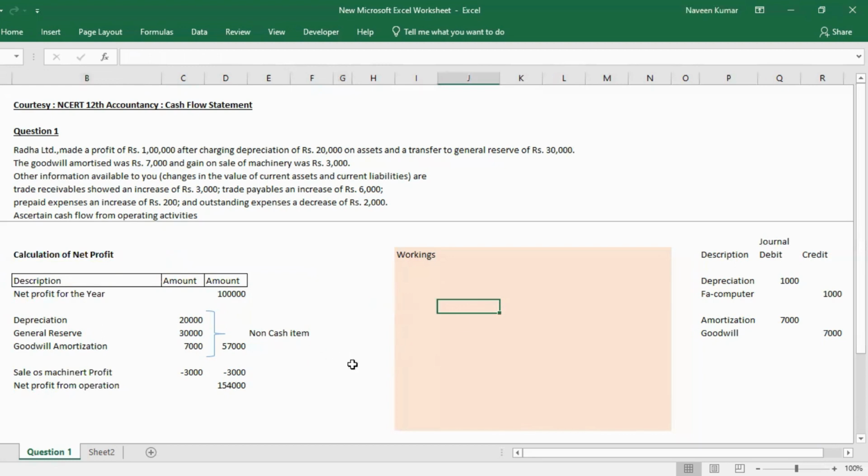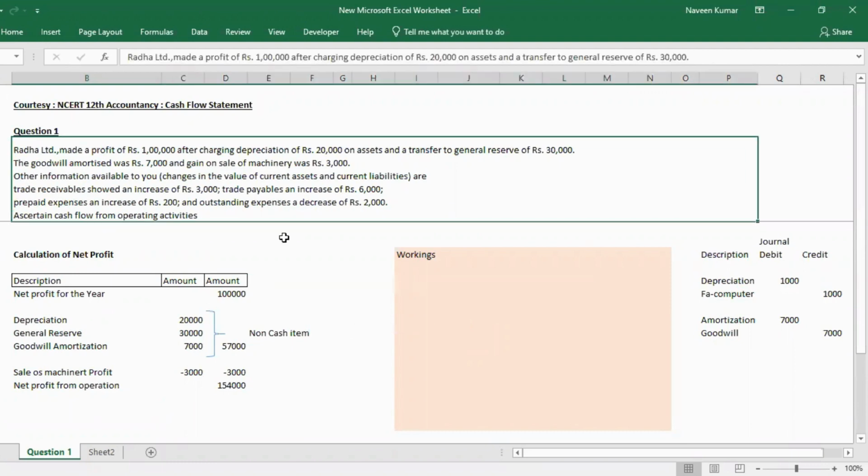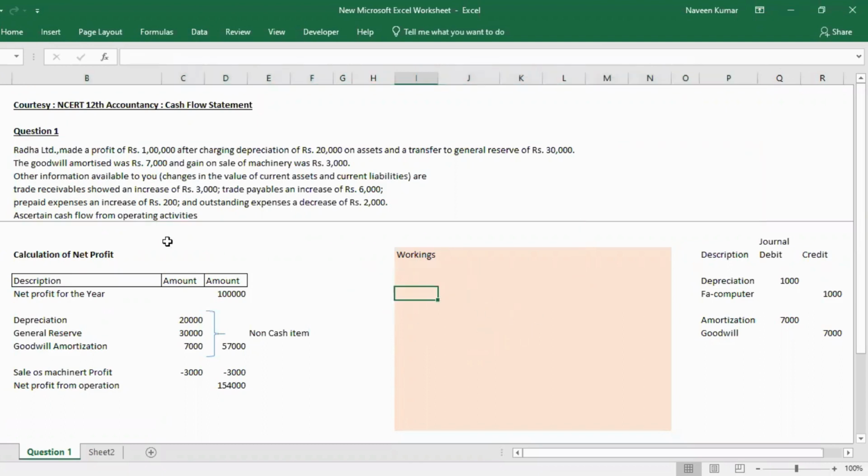Next, after this net profit, you have to calculate some of the changes. You have to use current assets and current liabilities. Current assets and current liabilities are those which will expire, or be converted into cash equivalent, within a year. So we will use trade receivable and all the current assets and current liabilities as cash equivalent only. First item they are telling, trade receivable showed an increase of 3,000.